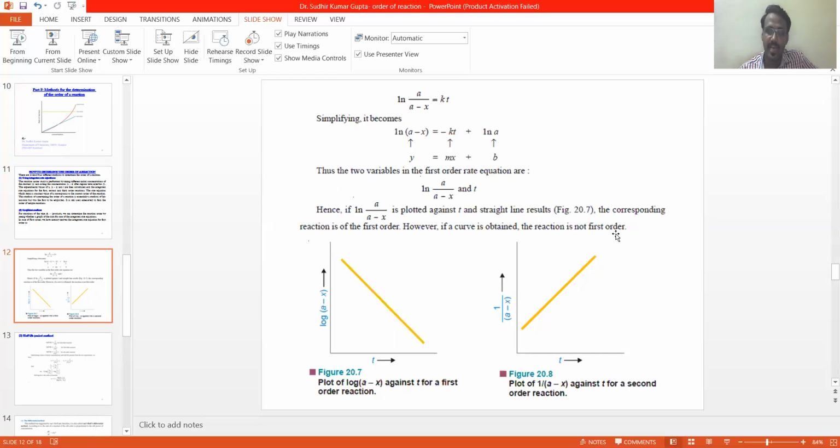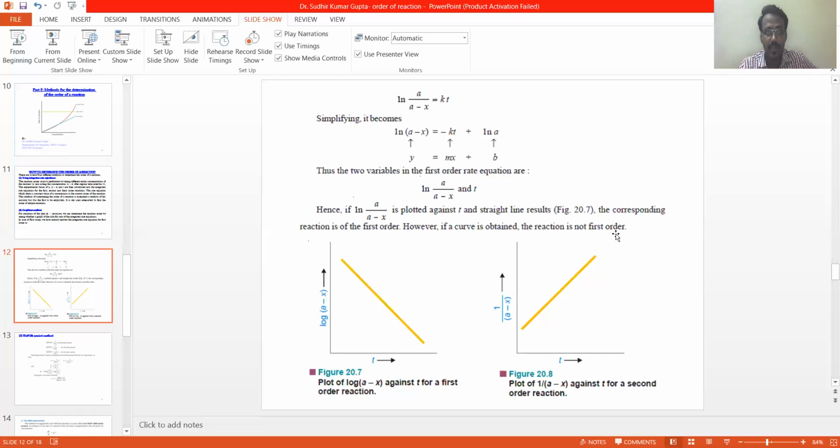So what do we do? We will measure different values of a minus x at different times t, and we will plot the graph. Once we plot a graph between log of a minus x with respect to t, and then a graph between 1 upon a minus x with respect to t, in which case do we get the desired variation? We'll get it in either of these two, not the same nature for different reactions having different initial concentrations. For a particular reaction, the nature of the variation will be the same, whether we change the initial concentration or not.